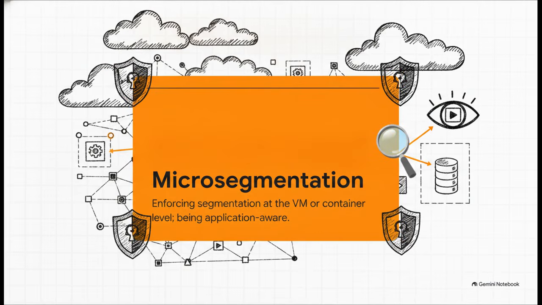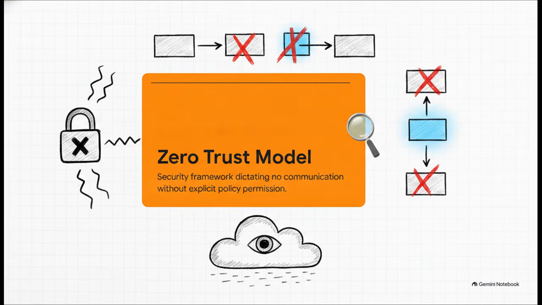To actually secure these APIs and microservices, you need microsegmentation. This means enforcing your network segmentation at the virtual machine level or directly between containers within a subnet. Your security basically has to become application-aware. The policies must start and end with the application itself, rather than relying on the physical network layer. Which naturally mandates a zero-trust model.